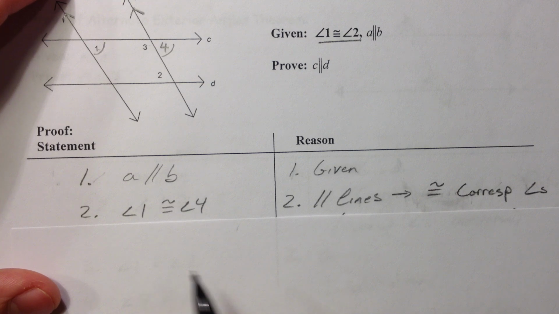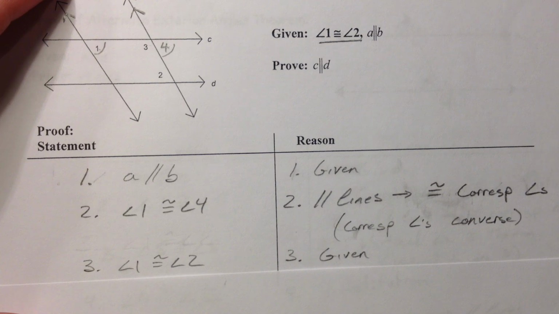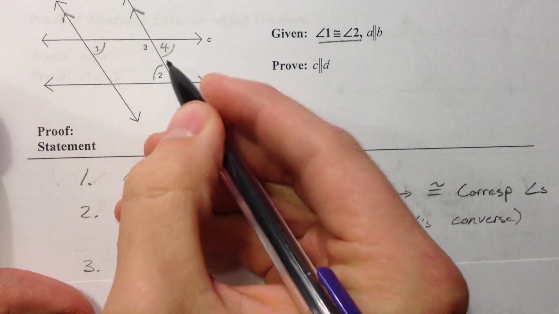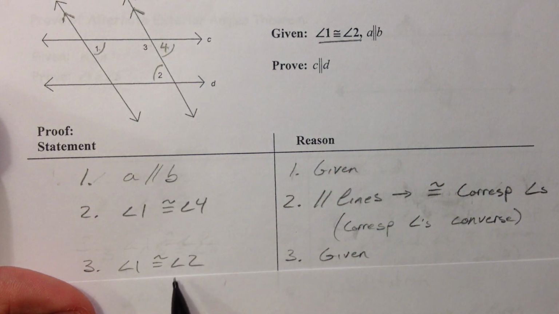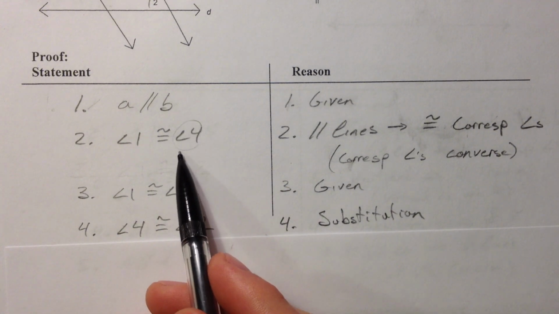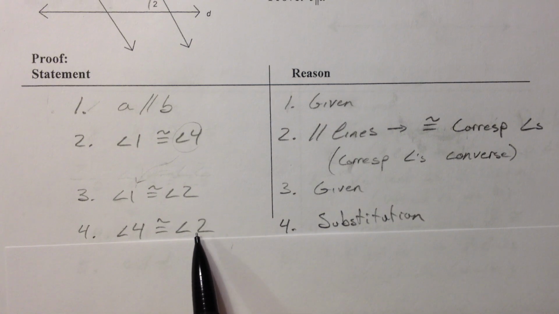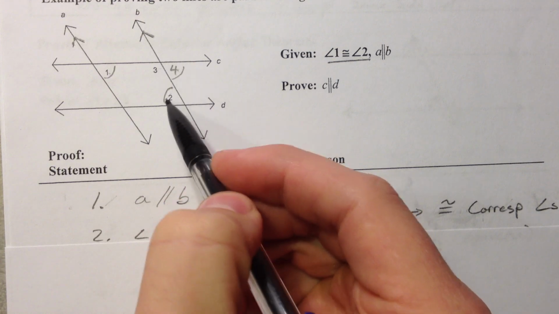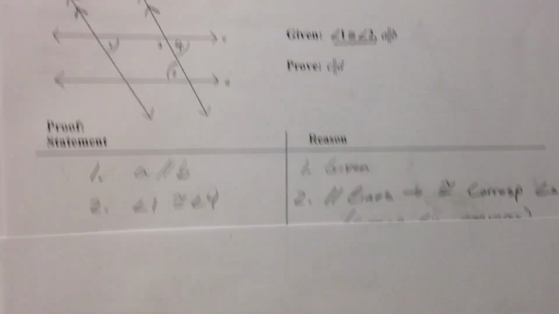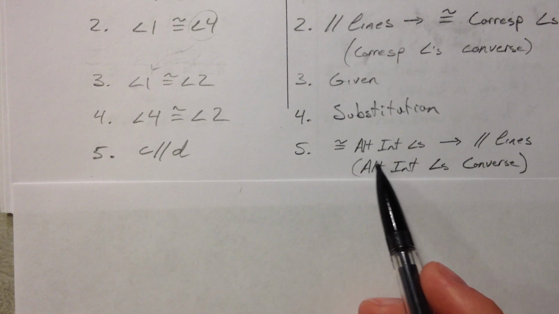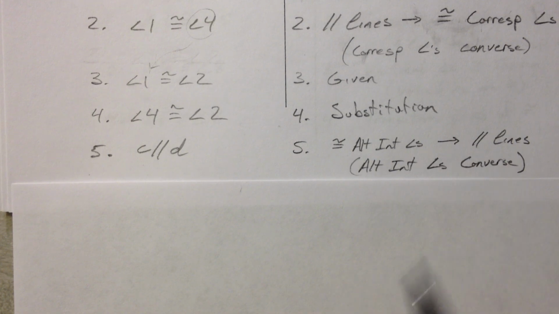And then, well, we know 1 is congruent to 2. That was a given. And so because 1 is congruent to 2 and 4 is congruent to 1, we can do a little substitution again. 4 goes in place of the 1. And because 4 is congruent to 2, we have congruent alternate interior angles. And so, because those are true, we must have C being parallel to D. Because we have congruent alternate interior angles, we have parallel lines.